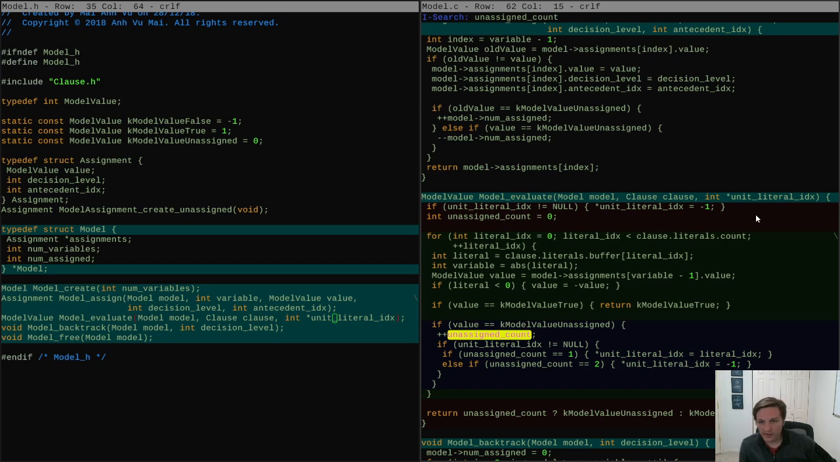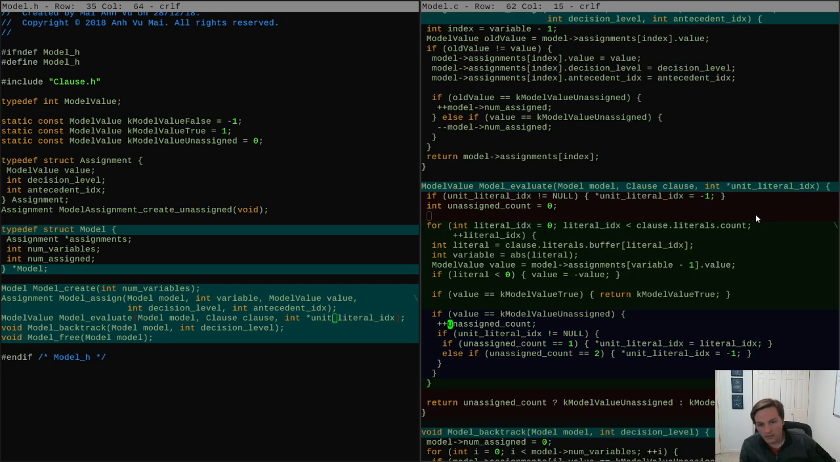Okay, so what this looks like it's doing is, in the process of evaluating, it wants to do an extra step of work. If this is not null, then it'll also do this logic: if there is one unassigned variable, then we will return the variable index. It's not the identifier of the variable, but the index into the clause where that variable is found. Does that make sense?